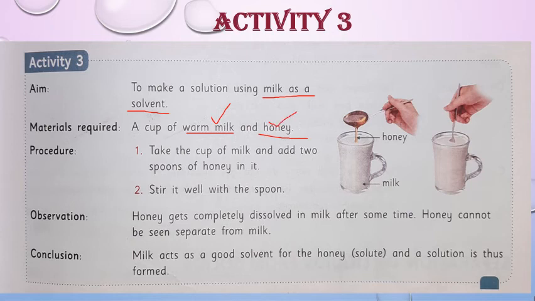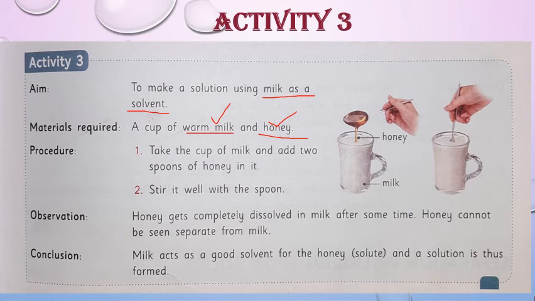What was it earlier? Solid and liquid. The solute was solid and the solvent was liquid. Here both solvent and solute are liquids. Now what is the procedure? We have to take a cup of milk and add 2 spoons of honey, or 1 spoon, and then stir it well with the spoon.